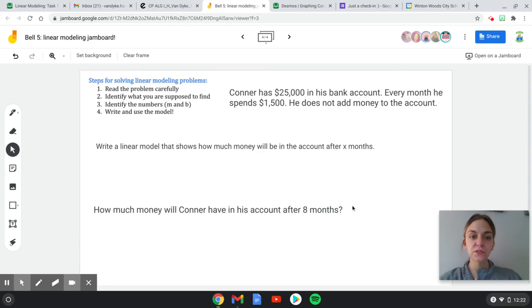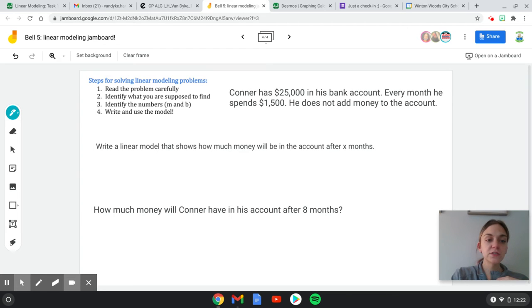All right, so this is a linear modeling workshop, in case you wanted to see another example. So we have a situation. Connor has $25,000 in his bank account. Every month he spends $1,500 and he does not add money to the account. So I'm already thinking his account's getting smaller. He is spending money, not making money. The balance is going to go down.